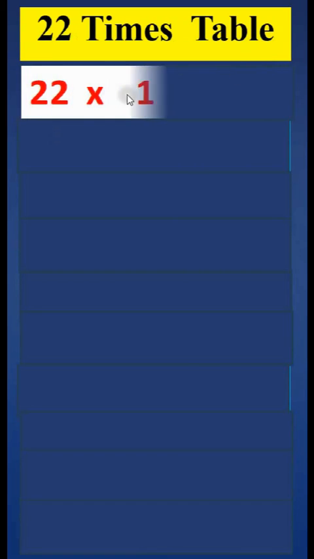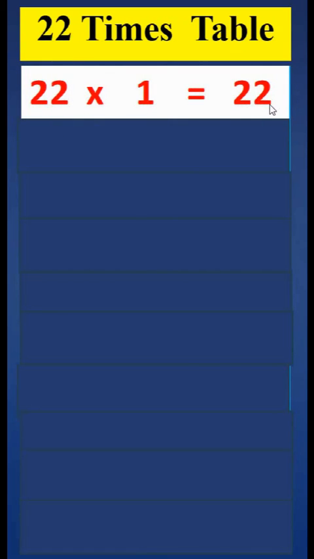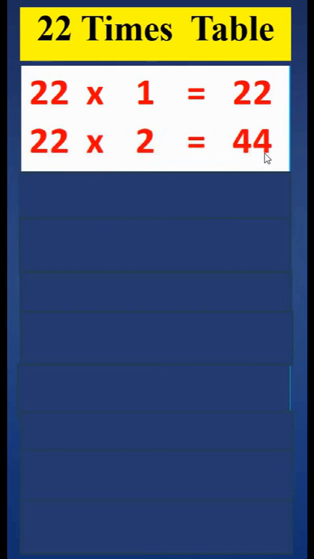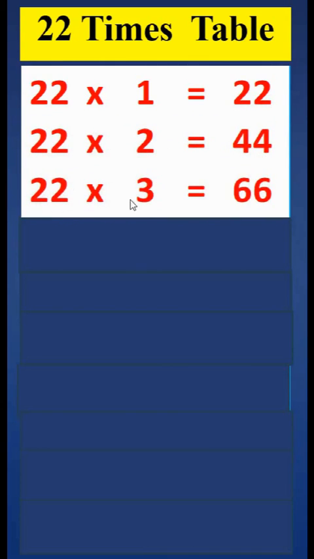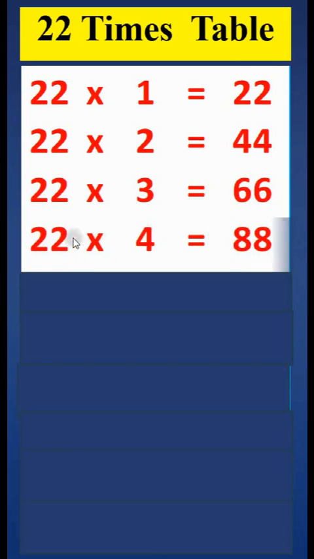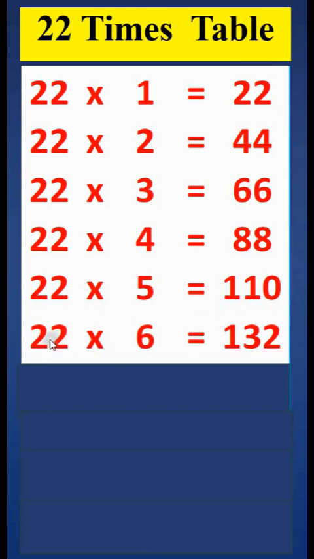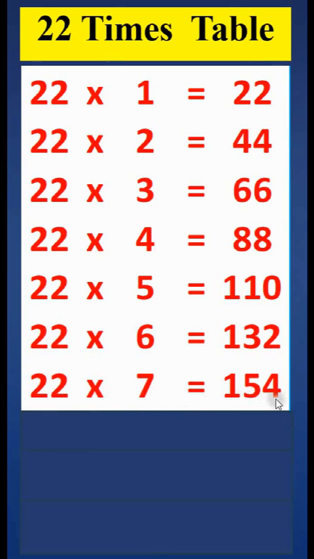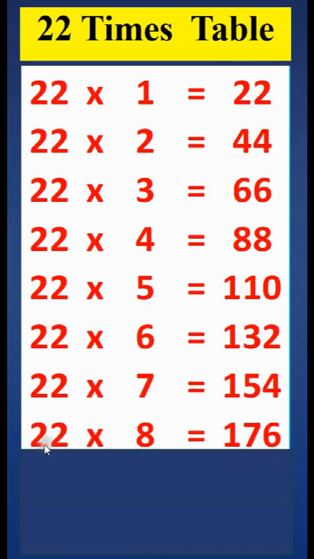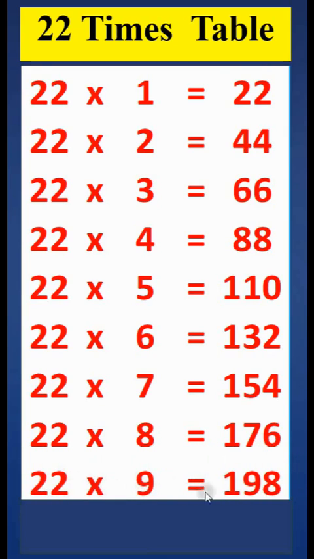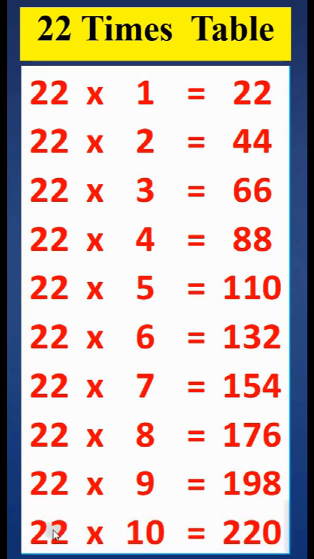22 times table. 22 times 1 is 22. 22 times 2 is 44. 22 times 3 is 66. 22 times 4 is 88. 22 times 5 is 110. 22 times 6 is 132. 22 times 7 is 154. 22 times 8 is 176. 22 times 9 is 198. 22 times 10 is 220.